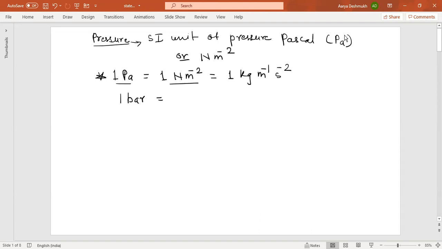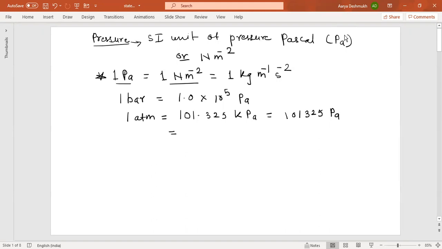The next thing, 1 bar. So the pressure can be expressed in bar also. 1 bar is nothing but 1 into 10 raised to 5 Pascal. Okay. Now 1 atmosphere. Pressure is also expressed in atmosphere. So 1 atmosphere equals 101.325 kilopascal, which is equal to 101.325 Pascal. Okay. So this is nothing but 1 atmosphere.